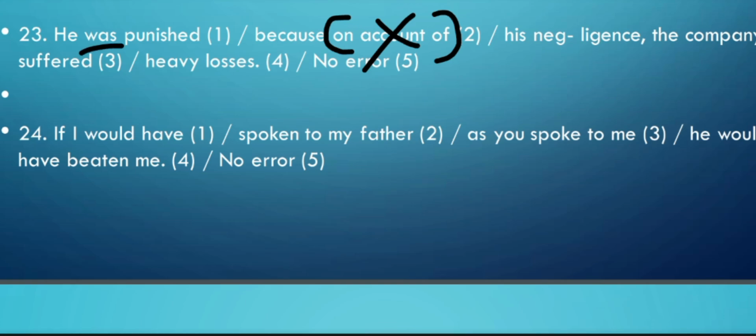Okay, he was punished is in past tense. The company suffered again in the past tense. But again we have to use the formula. जो काम पहले हुआ उसको had plus V3 से शो करना पड़ेगा. तो कंपनी ने हैवी लॉसेस को सफर्ड किया और उसके बाद उसको पनिश किया गया. ओके, तो यहाँ पर आंसर हो जाएगा द कंपनी हैड सफर्ड. ओके, सो द आंसर विल बी थर्ड.